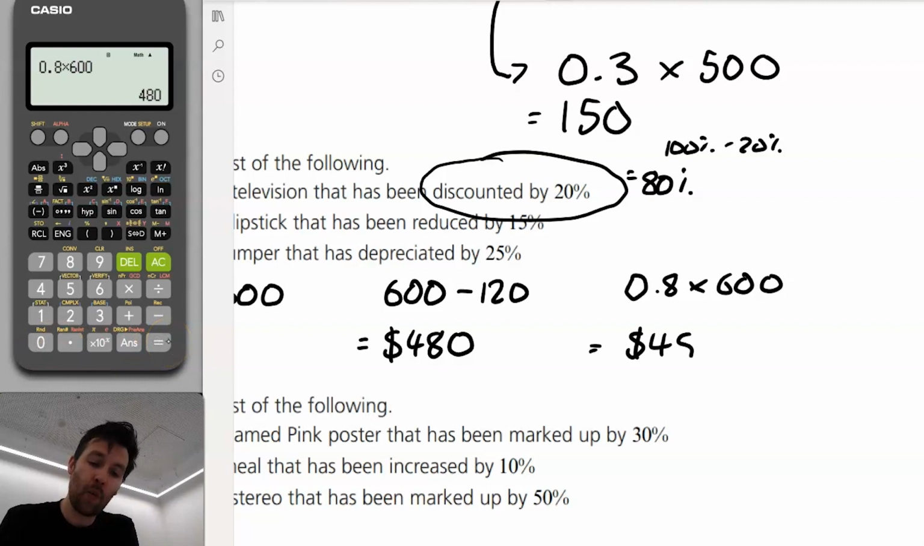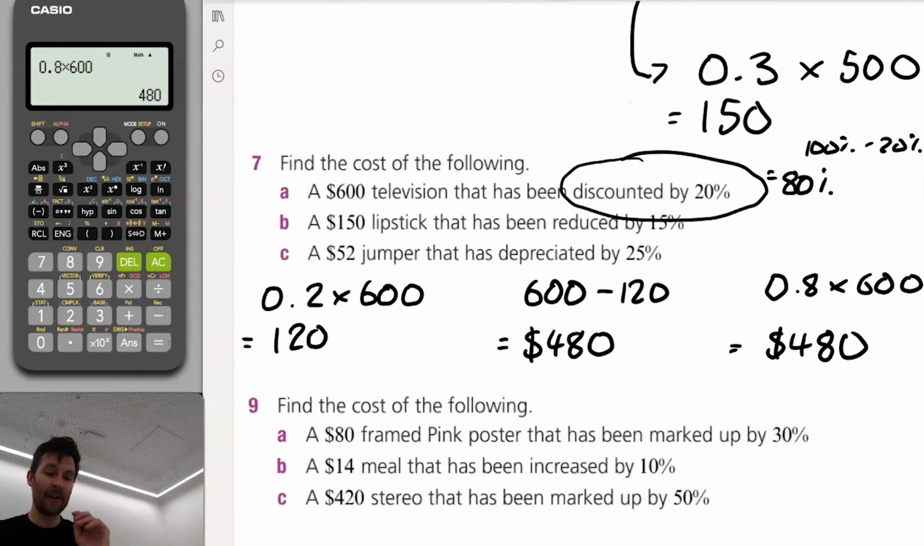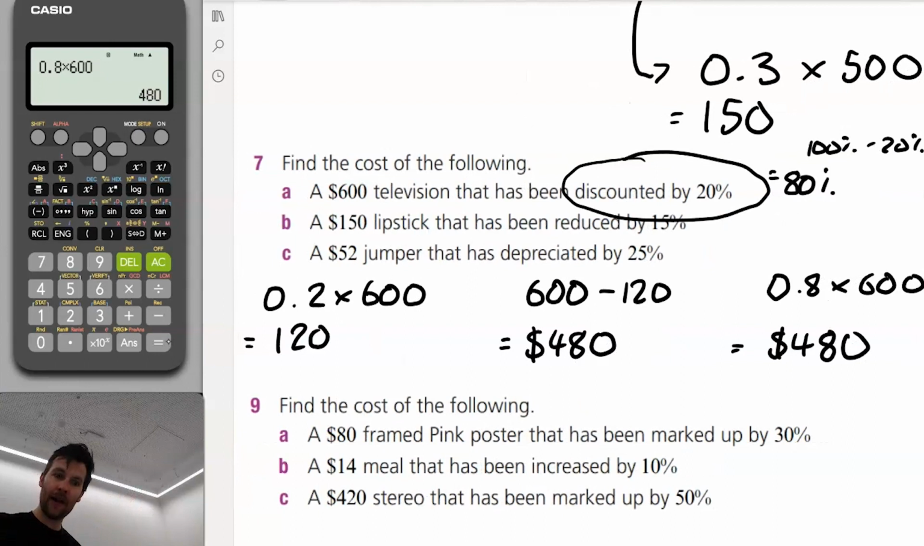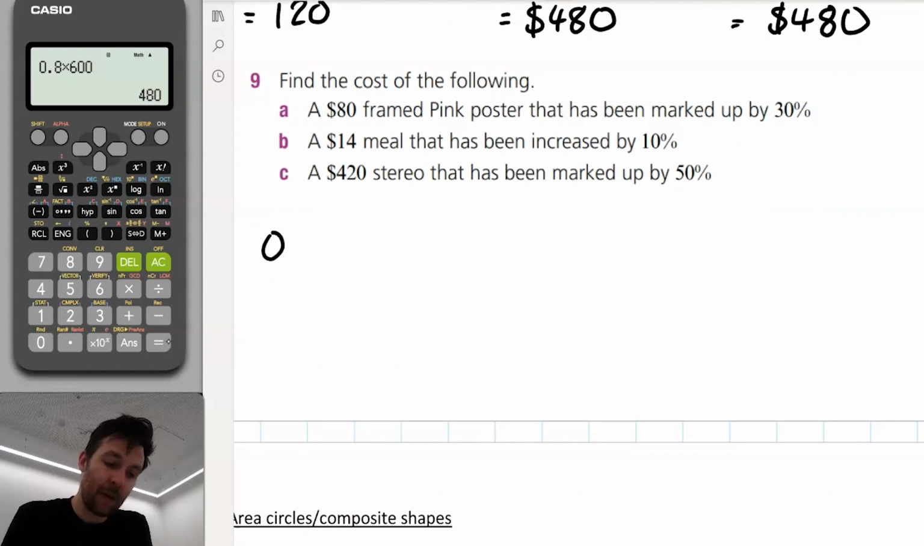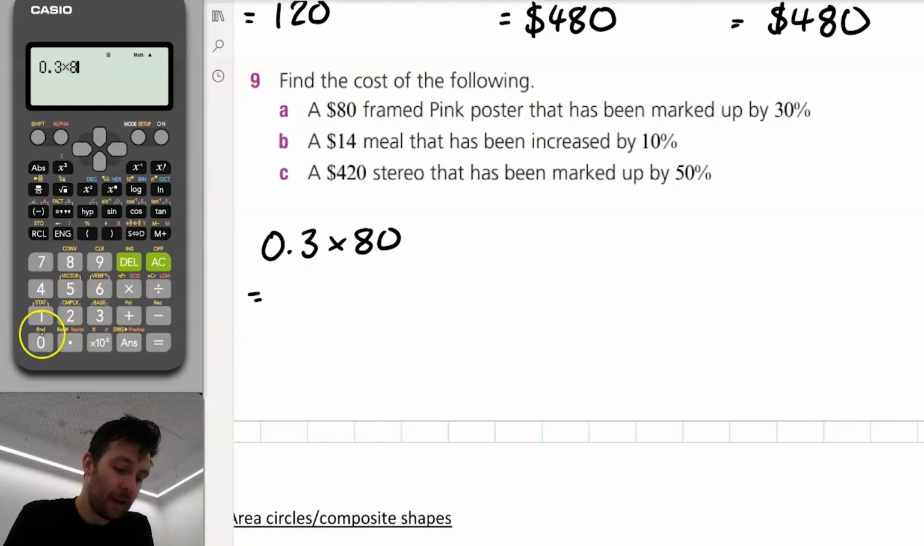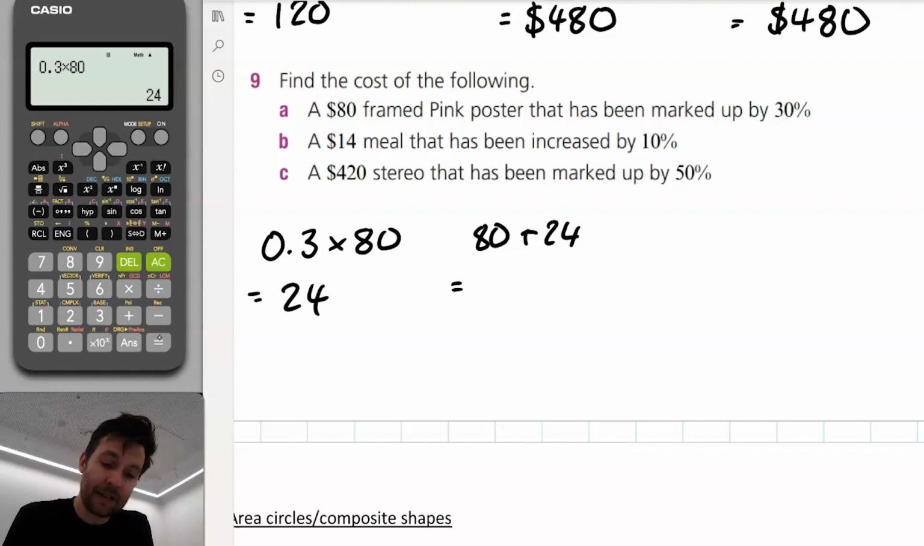So yeah, it doesn't matter which way that you do it. You can either find what the discount is and then take it away, or you can say 20% taken off is the same as finding 80%. So yeah, whatever works best for you. And then we'll do one more of these. If we are marking something up by 30%, so let's do our pink poster, 30% of 80, so 0.3 times 80 is 24. And then if we add 24 onto the 80, that gives us $104.